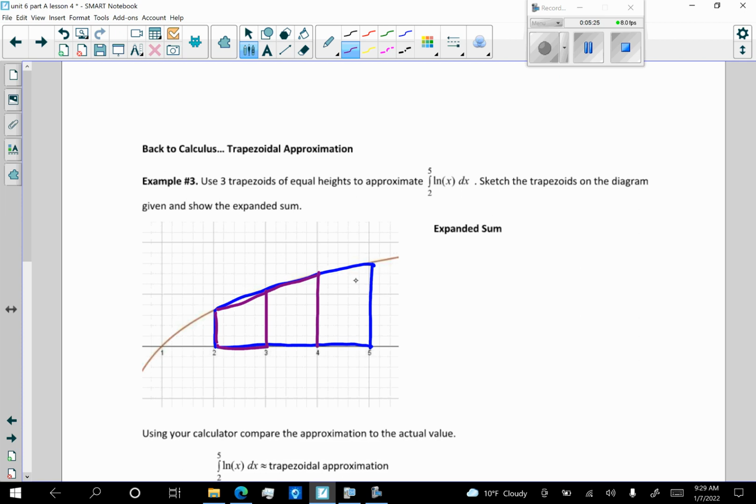And if you look, golly gee, those 3 trapezoids are going to be almost precisely the exact value of that definite integral. So here are my heights right here. These are my change in x's. Those are 1. Those are the heights of the trapezoids. The heights are going to be 1 each time because I want equal heights. And this is my delta x. Each one of these heights is going to be 1.